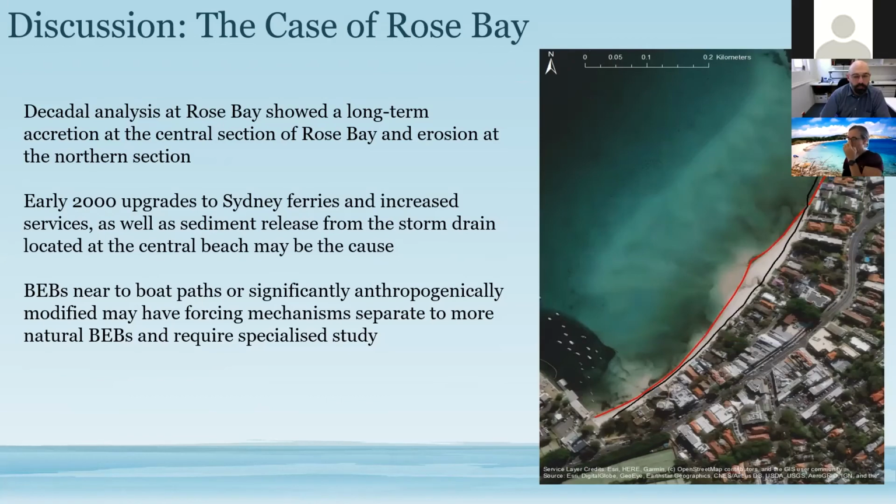There are many potential explanations, one of which is upgrades to Sydney ferry engines, as well as increased ferry services, which came into effect from 2006, which would be consistent with previous research by Nordstrom in 2012 suggesting that boat wakes may have significant impacts on morphology. However, the impacts of boat wakes were beyond the scope of this thesis.